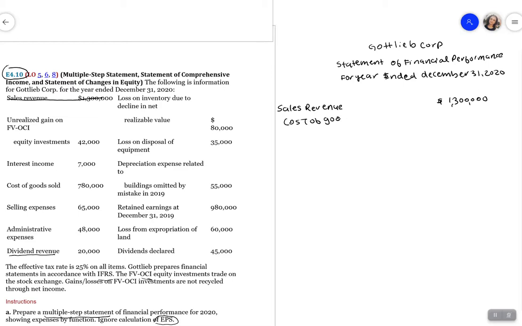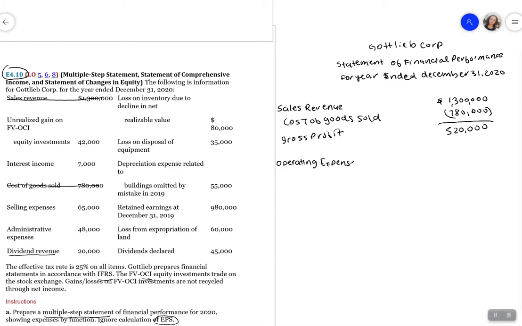Our cost of goods sold is 780,000, and the difference between the two will give us a gross profit. So the difference between your sales revenue and your cost of goods sold gives us a gross profit, in this case 520,000. So we have taken care of that. The next section is my operating expenses, so let's deal with our operating expenses.